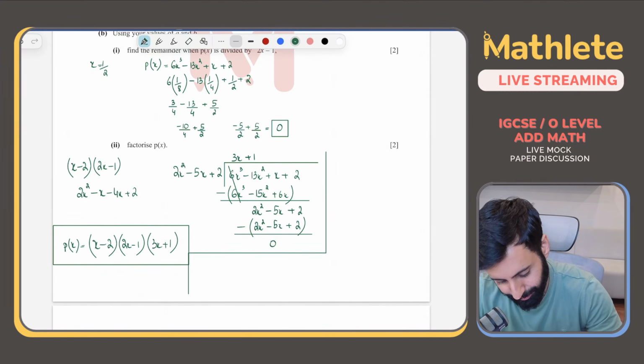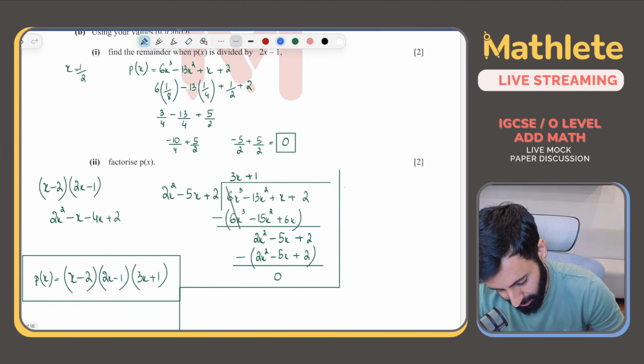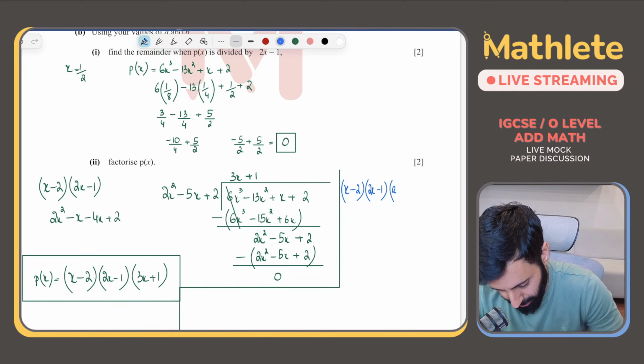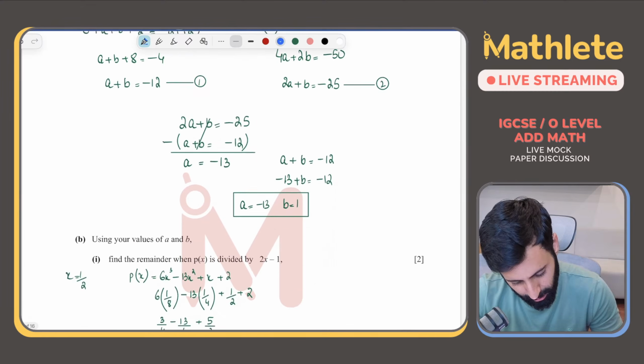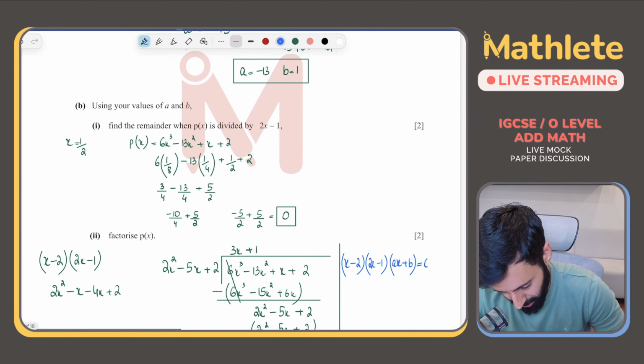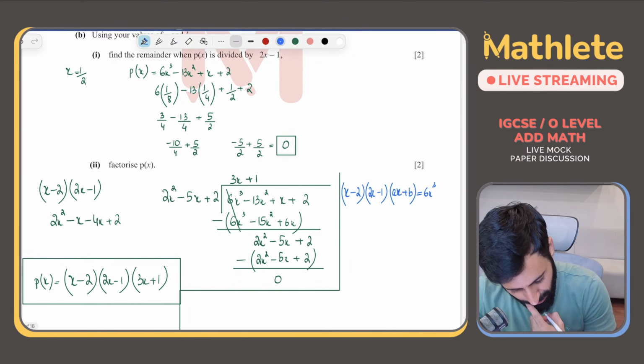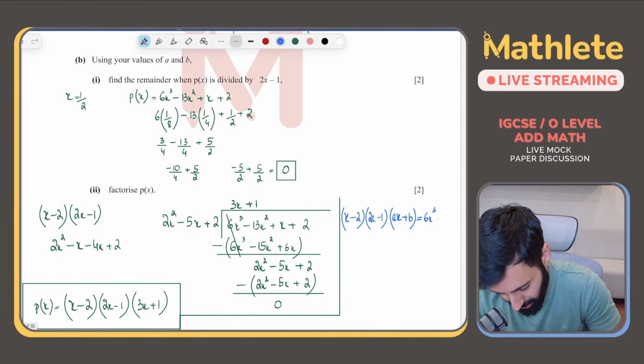Okay, now. So what are the two factors? x minus 2, okay, into 2x minus 1. And now you know that you need to multiply it with another linear factor. And in the end, what do you want? You want 6x cube. 6x cube plus ax square. What is a? A is 13.